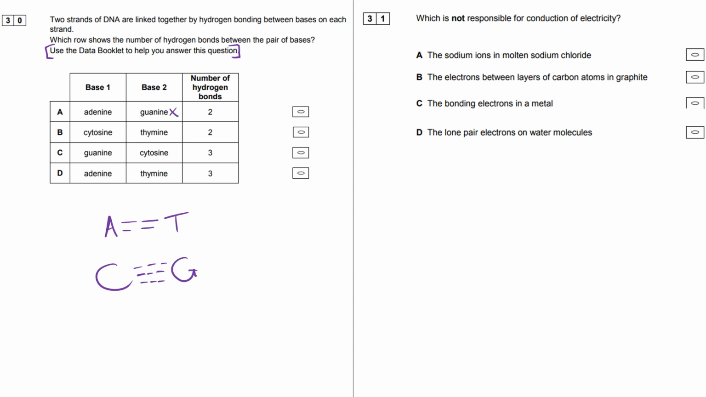Adenine does not pair with guanine, cytosine does not pair with thymine, guanine pairs with cytosine via 3 hydrogen bonds. Adenine does pair with thymine, but it forms 2 hydrogen bonds. So C is correct there.